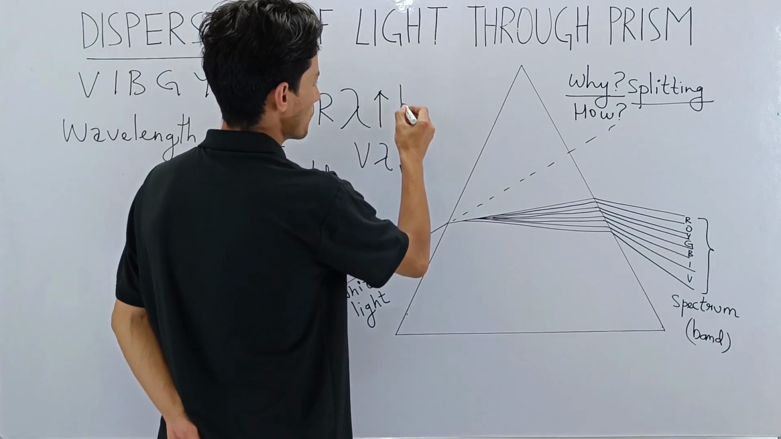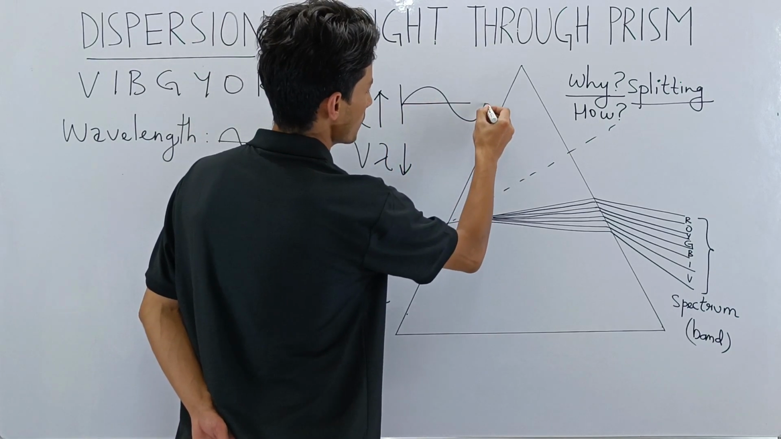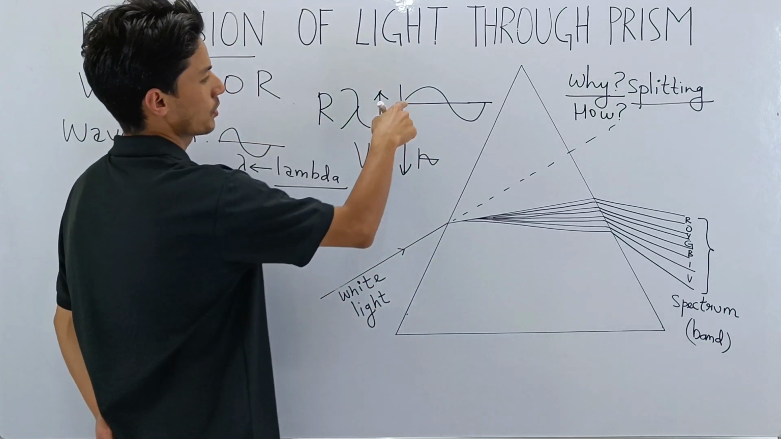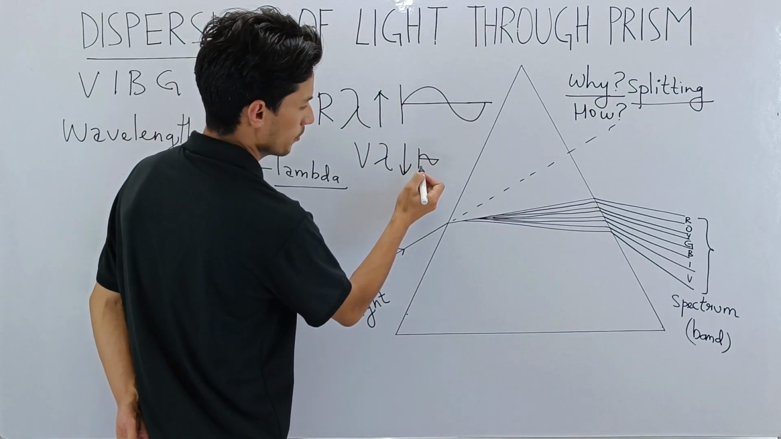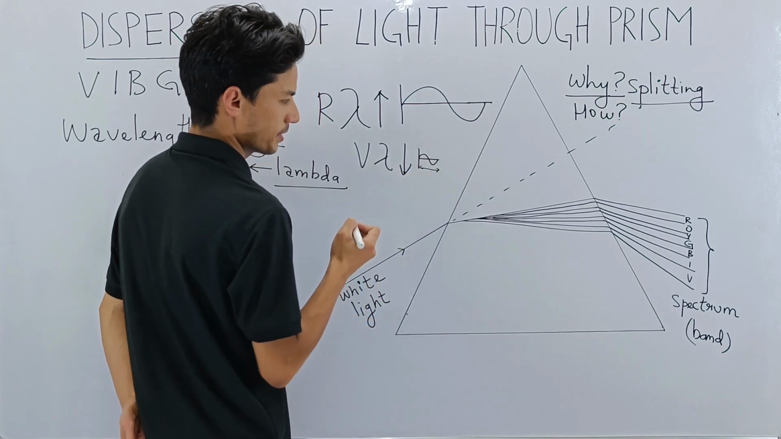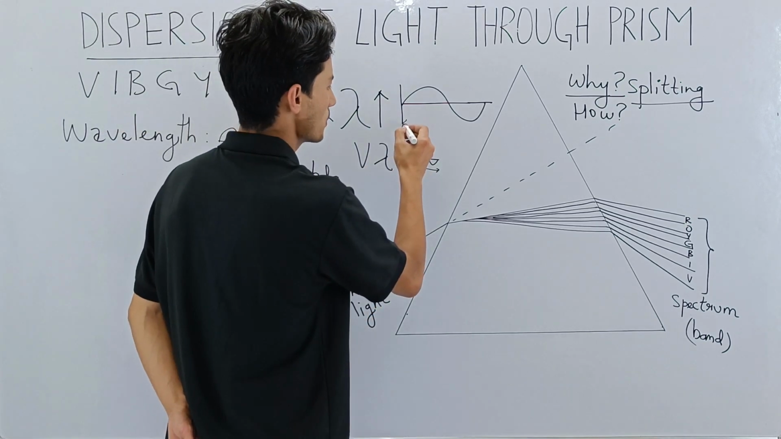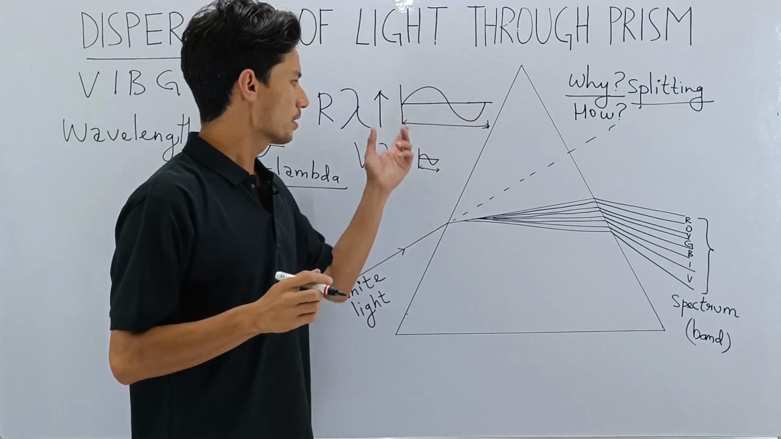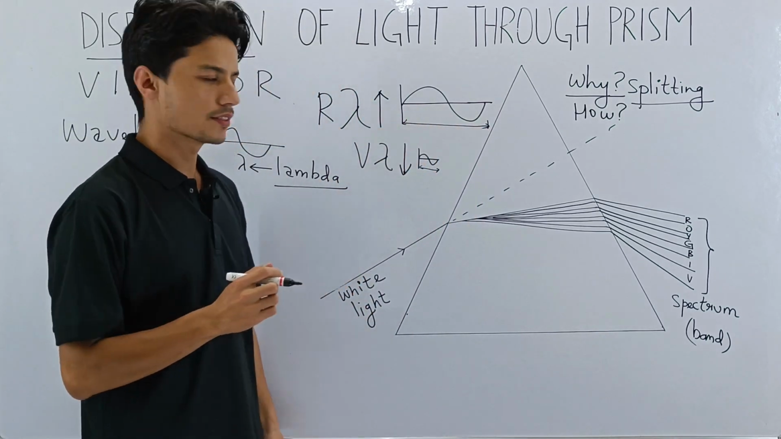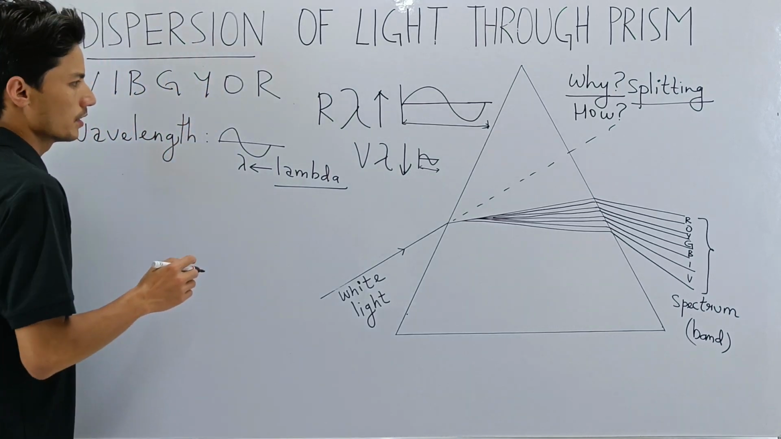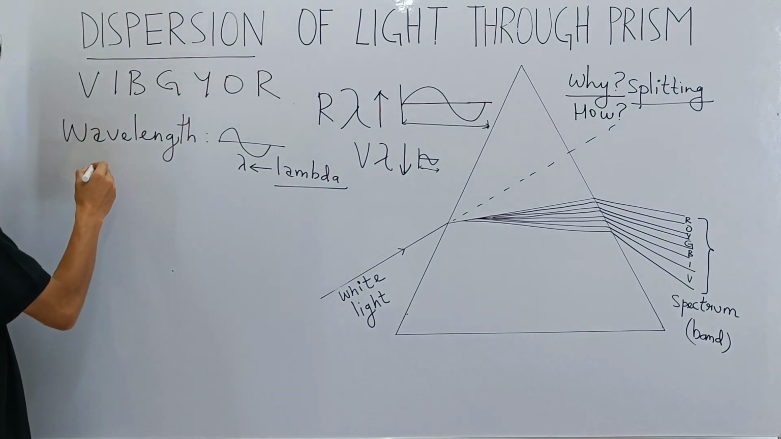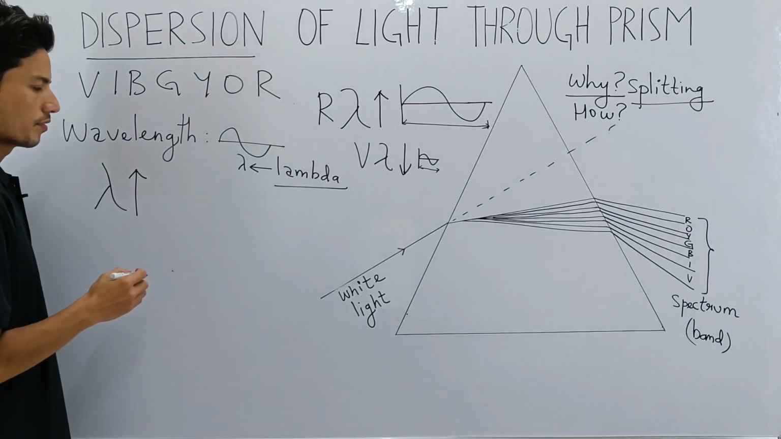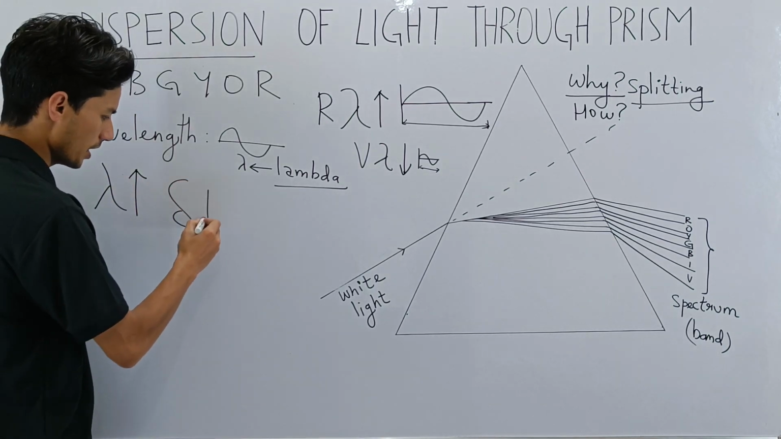If I were to show you, red goes like this, and violet will go like this. Red has a bigger wavelength, and check out the wavelength of violet, it is just a few centimeters. This is just an example, an illustration. Bigger wavelength, smaller wavelength. Now, the bigger the wavelength, the smaller the deviation.